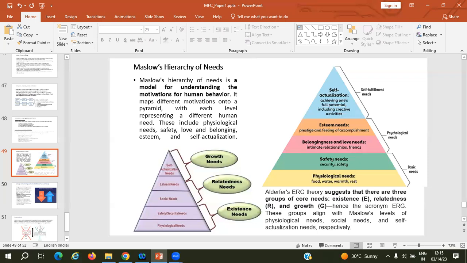So that is what is in the bottom level, psychological needs. What is coming in the psychological needs? The basic requirement of human survival.